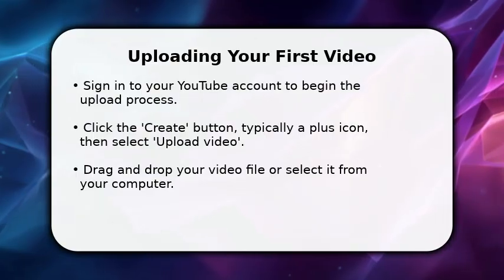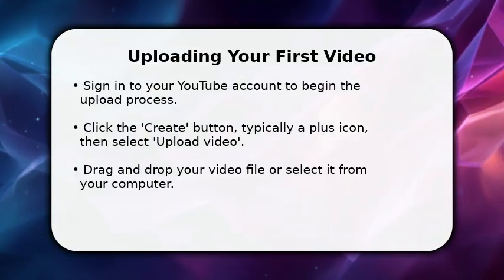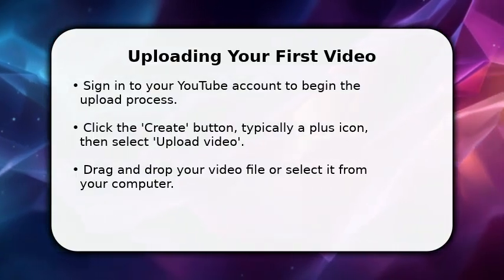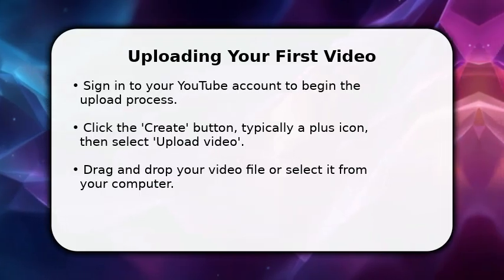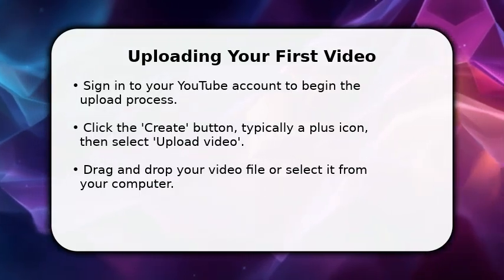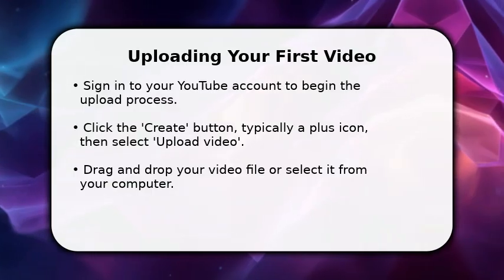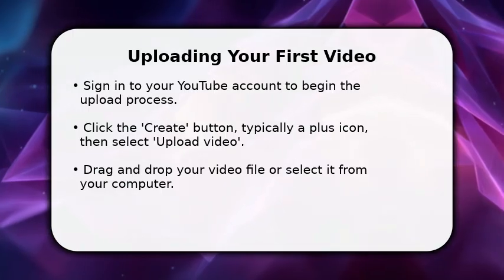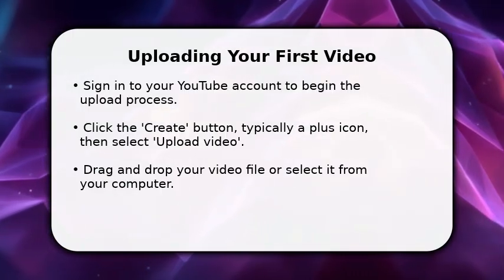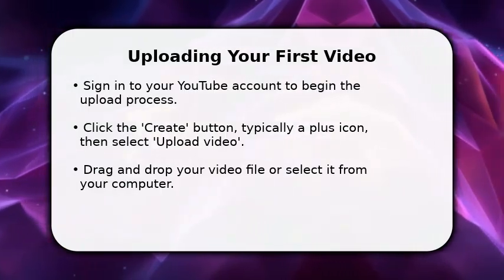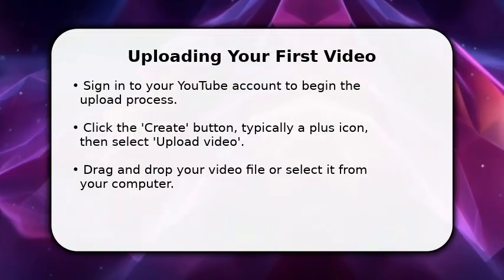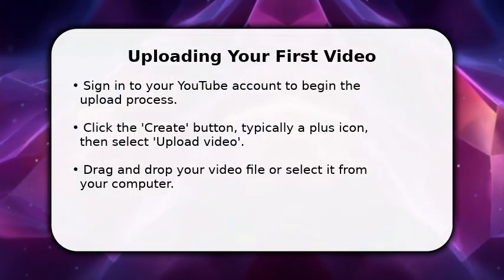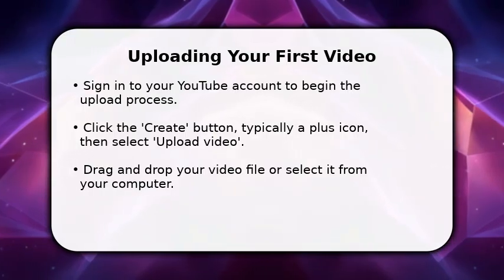In this video, I will explain how to post your first YouTube video. First, ensure you are signed into your YouTube account. Look for the Create button, often a plus sign icon, usually located in the top right corner of your screen. Click it, then choose Upload Video. You can then easily drag and drop your video file into the designated area or browse your computer to select the file you wish to upload. This is your exciting first step.